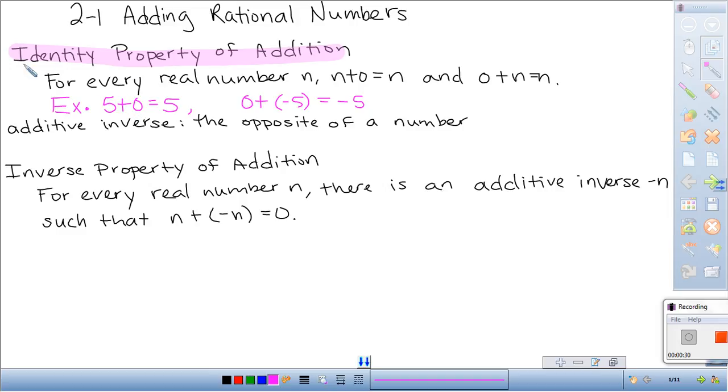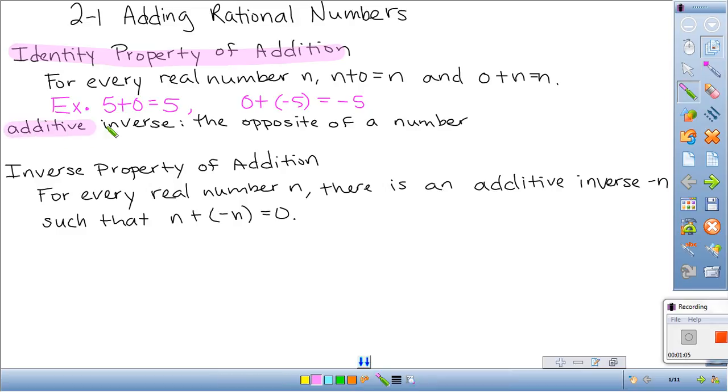The way I like to remember is, since it's called the identity property of addition, first of all, we're adding, so there's that addition part. But it's the identity property because the identity of the number does not get changed by adding 0. The number stays exactly the same. So that's how I remember it.